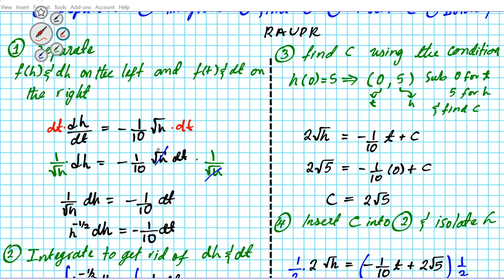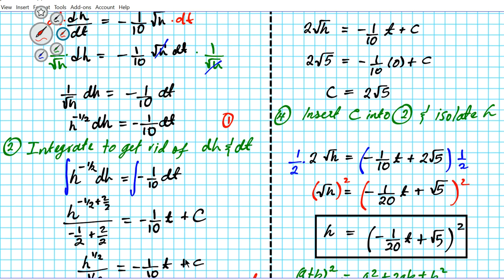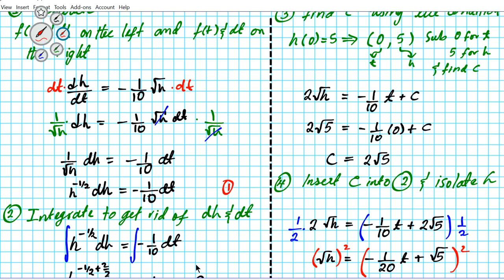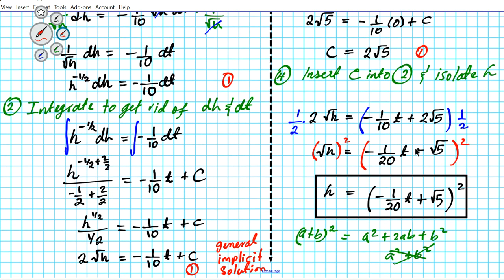First point you earn by separating your variables. Right here, you earn 1 point by separating variables. And then when you integrate correctly to get your general implicit solution, that's another point. When you use your general implicit solution and your initial condition to find C, that's another point. And then lastly, when you insert C into your general implicit solution and have H isolated, you earn your last point.